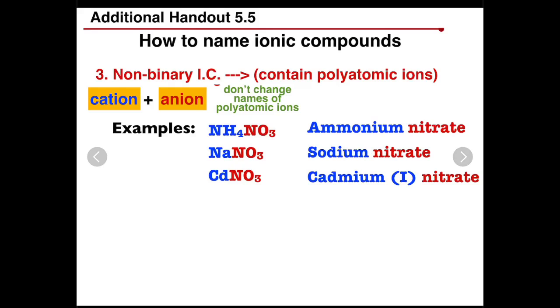All right, what if I have something like NH4Br? What should be the name of this? It's still going to be the same. When you see a polyatomic ion, you name it as it is. So this one would be ammonium.